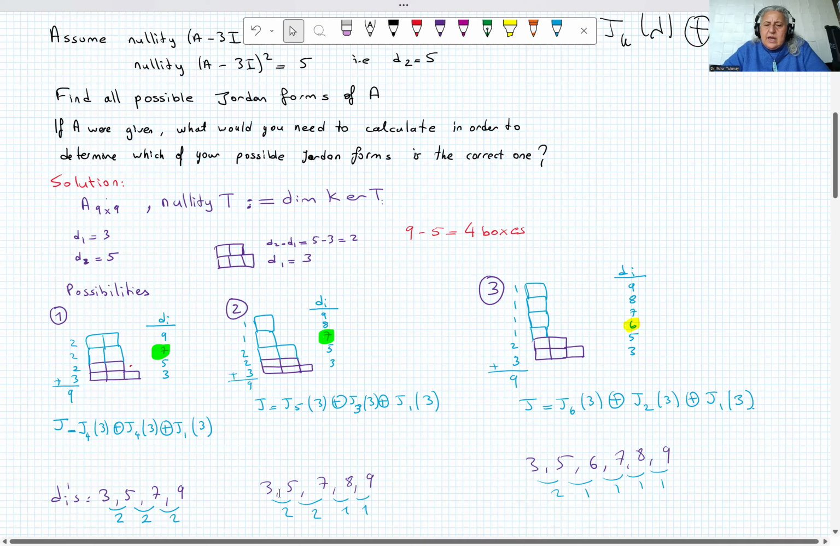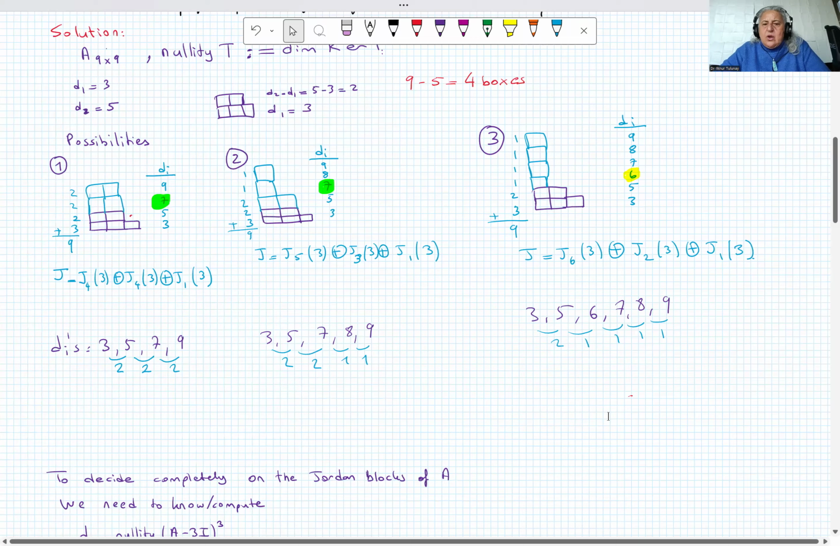For this one, we always add 1 block, 1 block, 1 block, so the dimension increases by only 1 block in each step. So I have D1 is 3, D2 is 5, D3 is 6, D4 is 7, D5 is 8, D6 is 9. So I have this decomposition for eigenvalue spaces. These are the dimensions Ds. Okay, what else do we need to know?